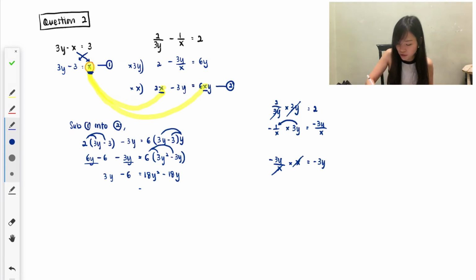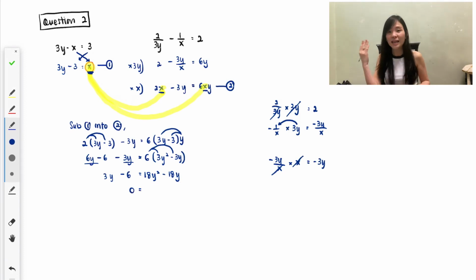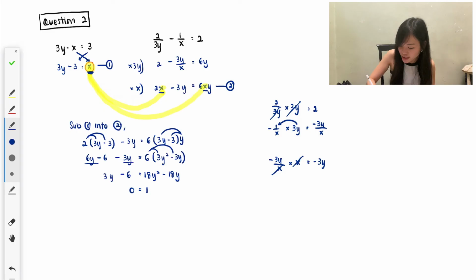So I repeat, general form must be one side 0. Left or right doesn't matter, just one side 0. So every single thing, I move it to one side. Let's write the y squared first. So isn't it 18y squared right on the starting?